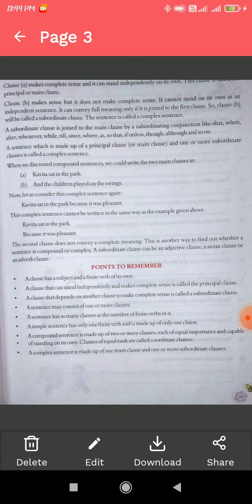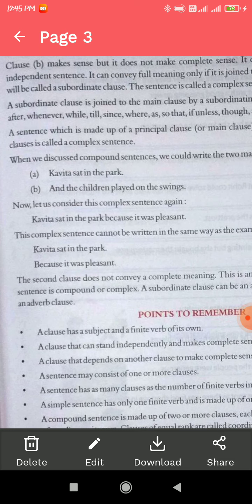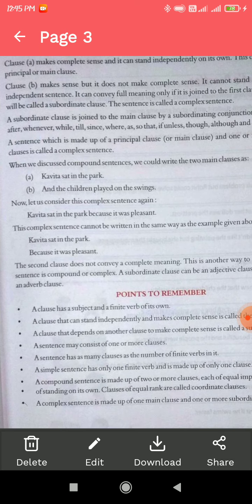But in the case of Kavita sat in the park because it was pleasant, we can see the first clause makes sense, but the other clause doesn't make sense until we join the second clause to the first clause. Then it will make sense. So the second clause is a subordinate clause, and it always comes under the control of the first clause. So this is called a complex sentence with a subordinate clause.